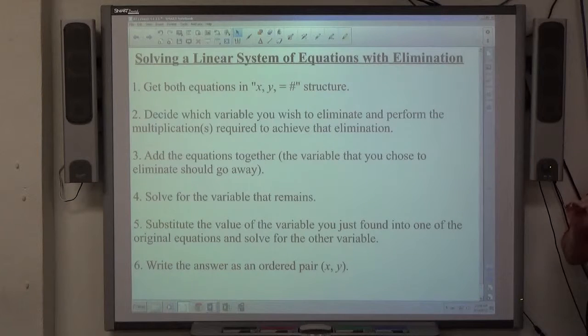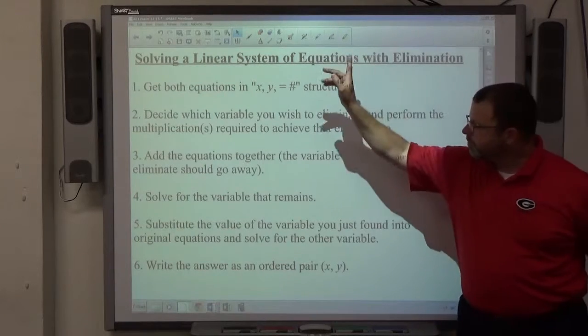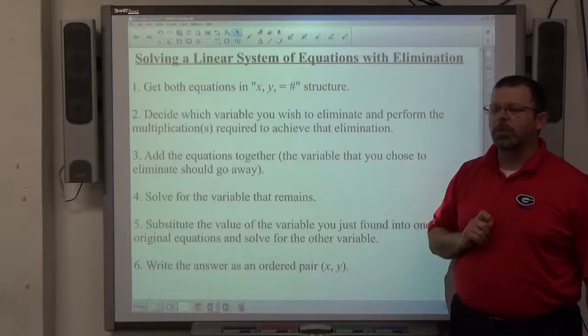But again, I'm going to give you the warning that you need to know how to do both methods accurately, because there's times when the substitution method is the only one that works. Okay? And usually that's the one that I have to convince people to use after they've learned both. But anyway, you want both equations in the form xy equals number structure.